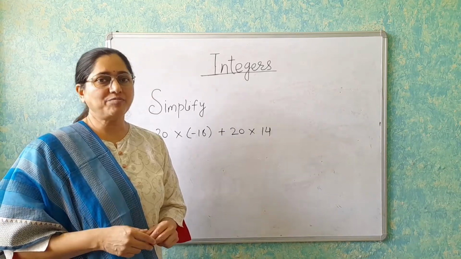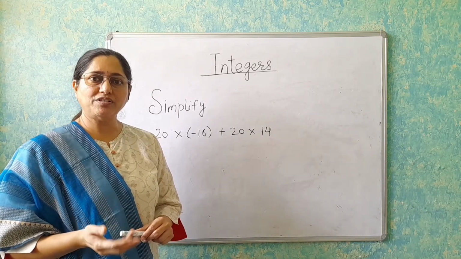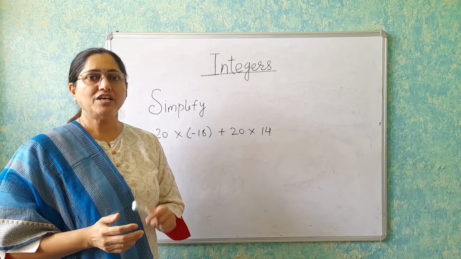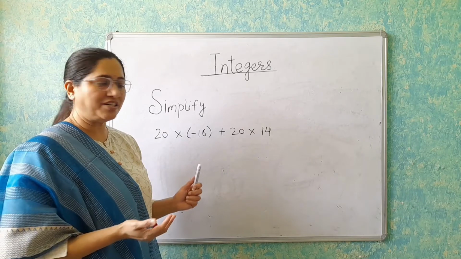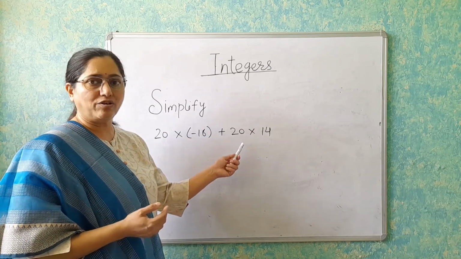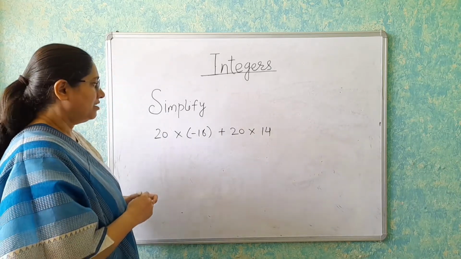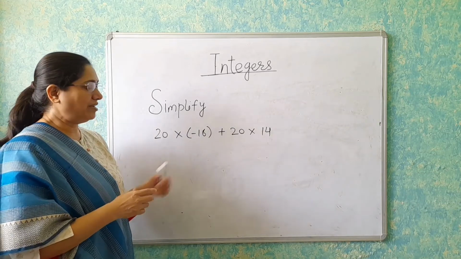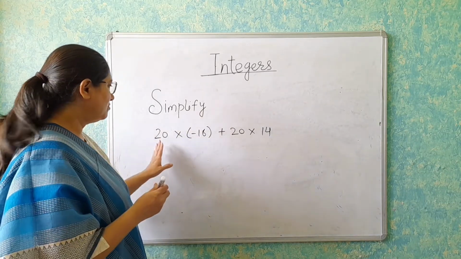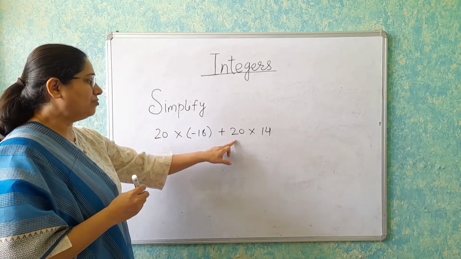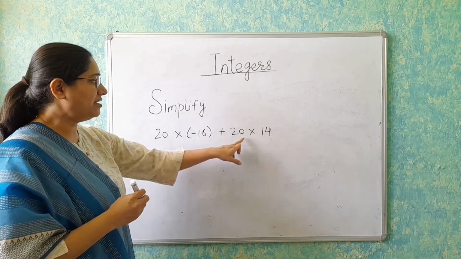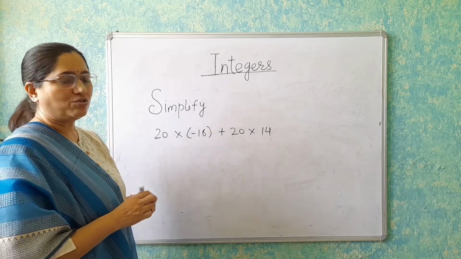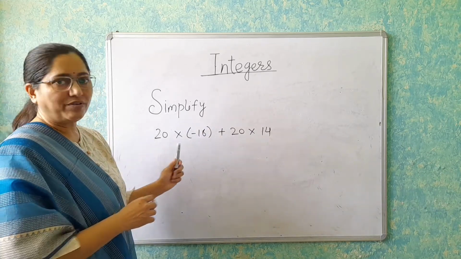If you have not seen my previous video on properties of multiplication of integers, go to my playlist and watch that video first. Then it is much easier for you to do these kinds of simplification. If you don't know how to simplify them, I will explain. 20 is a common multiplier which is multiplying minus 16 as well as 14. So we can separate 20.